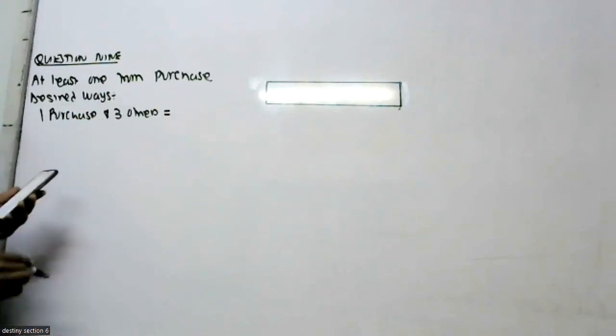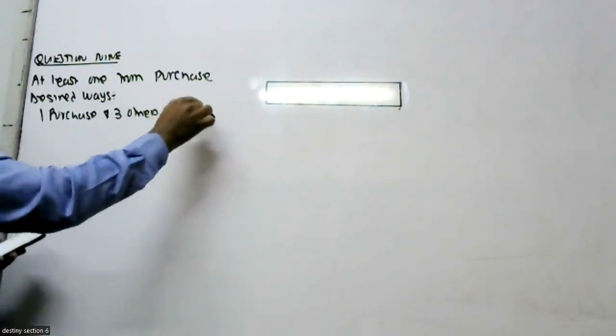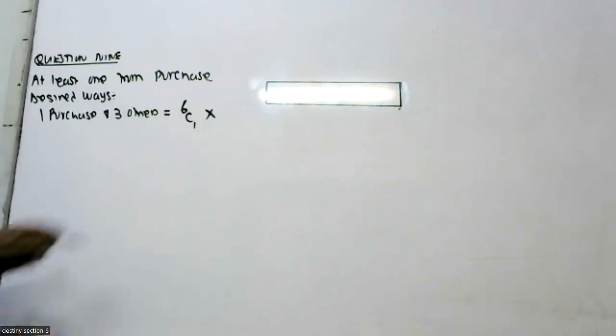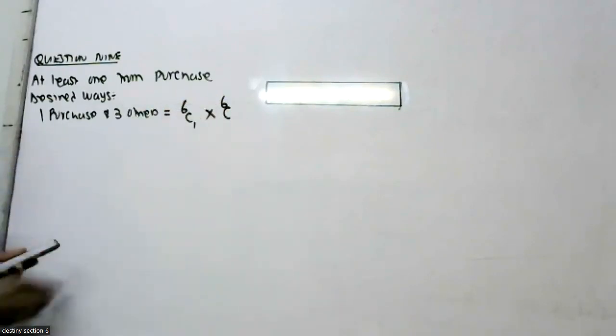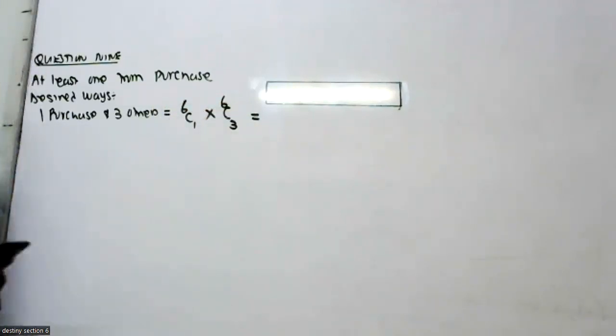So the purchase guys, they are 6 of them. So from 6, we choose 1. And from others, 6, because in total the persons are 12. So from the others, 6, we choose 3. So 6 choose 1... Oh, 120.